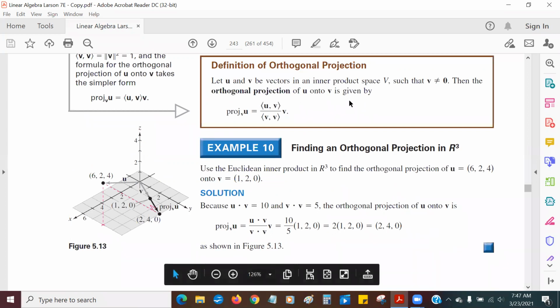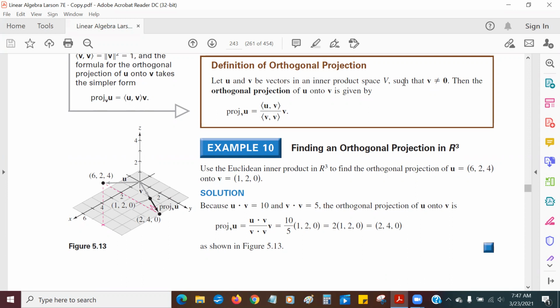So again, the definition of an orthogonal projection: if u and v are vectors in an inner product space and v is not zero, then the orthogonal projection of u onto v is given by the inner product of u and v over the inner product of v and v, times the vector v. Now again, this is an extension, because we just showed this with trigonometry in R2, but we could now be talking about any vector space and any inner product space. So it's more abstract.